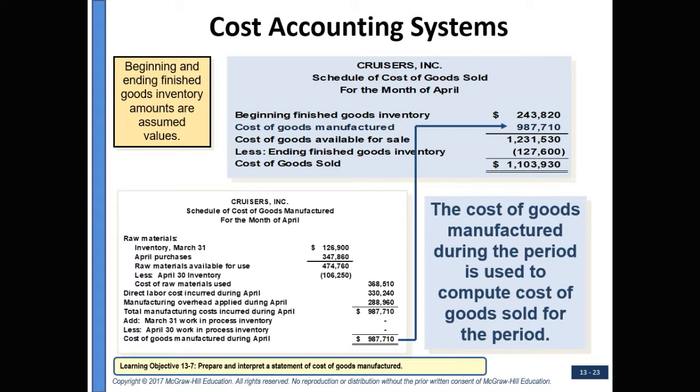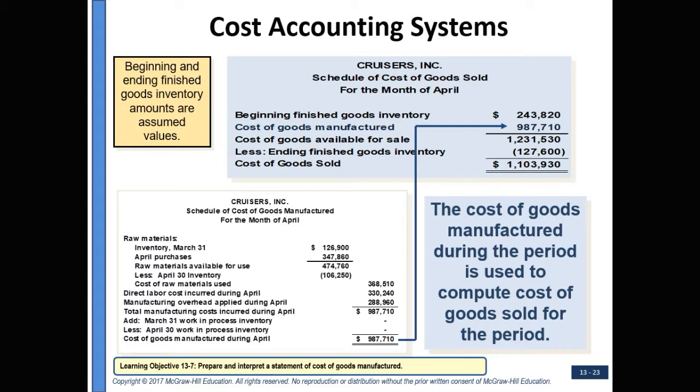In this illustration, the beginning and ending finished goods inventory amounts are assumed values. The cost of goods manufactured is added to the beginning finished goods inventory. $243,820 was what was there to begin with. We add $987,710, and that gives us $1,231,530 of goods that are available for sale.